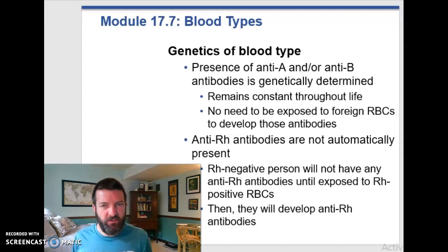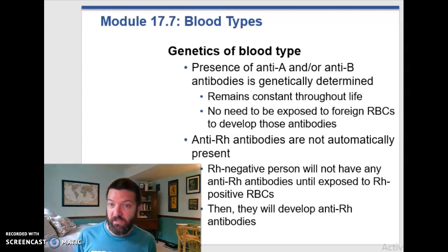If you have two B alleles, you make the B antigen, you're type B. If you have an A allele and a B allele, you make both antigens, you're type AB. If you have two alleles for O, that means neither of your alleles code for any antigen. You have no antigens, you're type O.